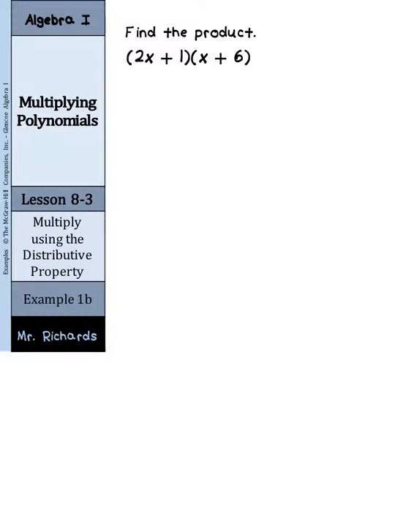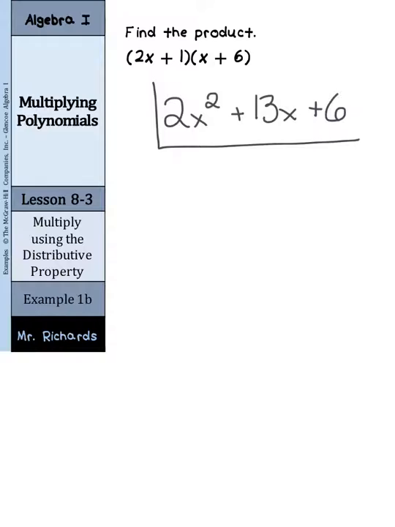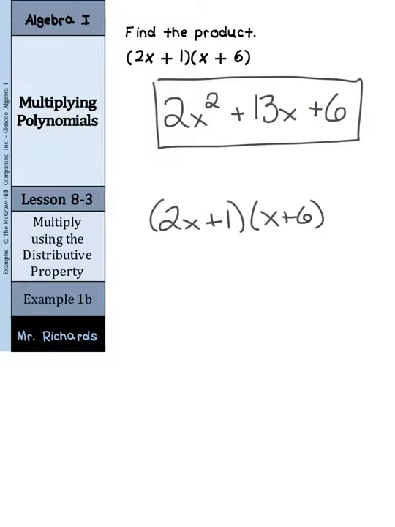Now I'm going to reveal the answer. If you have the answer correct, you can skip the explanation and go on to the next question. The answer to this question is 2x squared plus 13x plus 6. So if you have this correct, once again, you can skip the explanation and go to the next example. Now, if you didn't get this answer, hang on, don't skip, and here is the explanation.